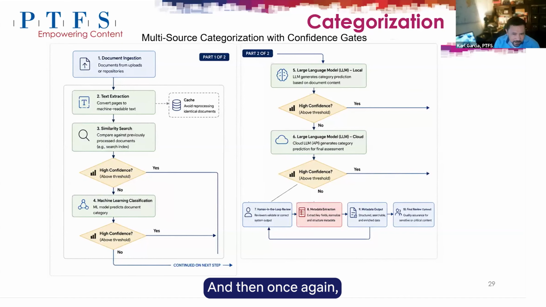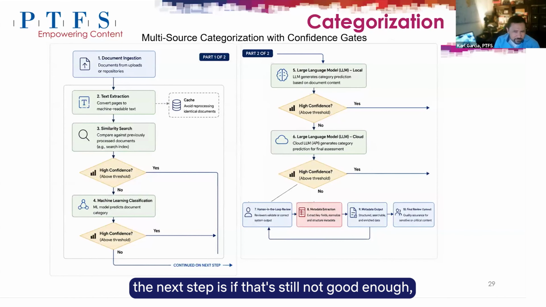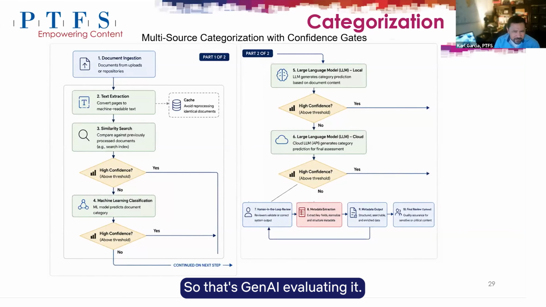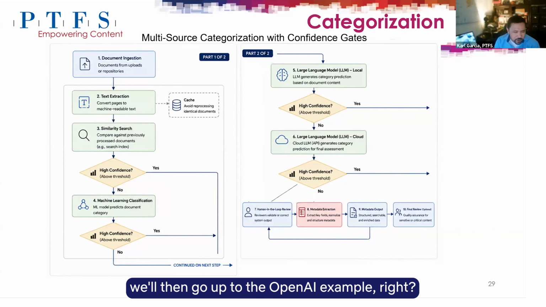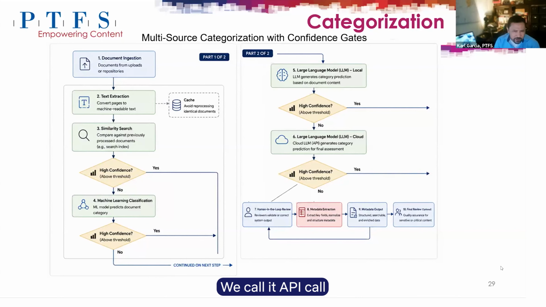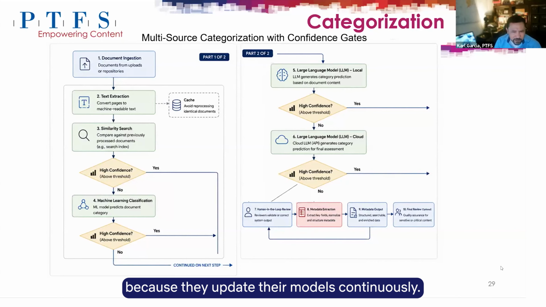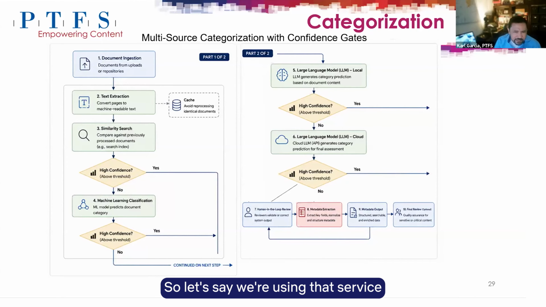And then, once again, if that's still not good enough, we go to our local large language model. That's Gen AI evaluating it. After that, if that still doesn't work, we'll go up to the OpenAI example. We call it an API call because they update their models continuously. So let's say we're using that service. Let's say all those four things fail. Then we have the last one, which is really the expert, the human, saying, you know what, guys, this is this type. And that gets saved.